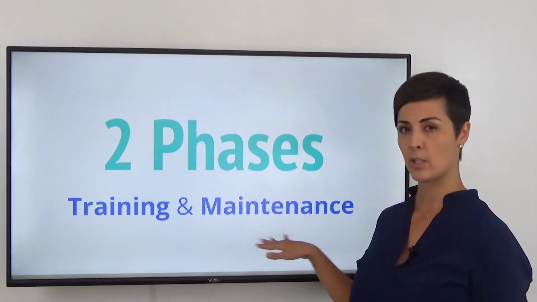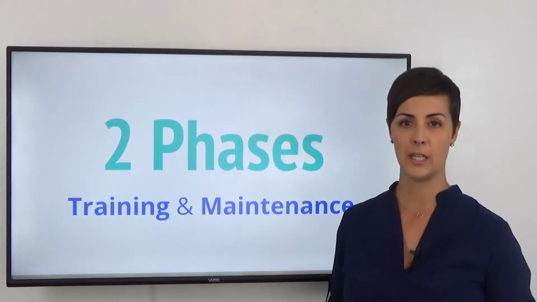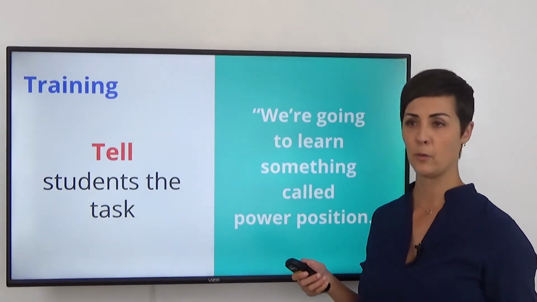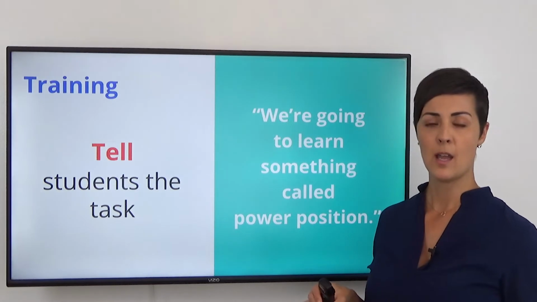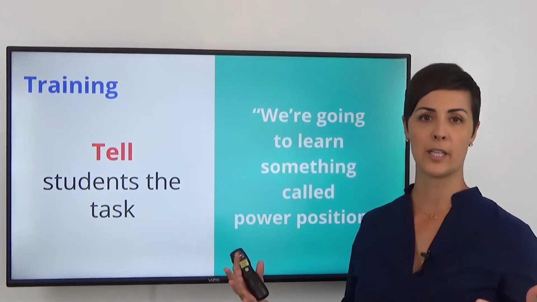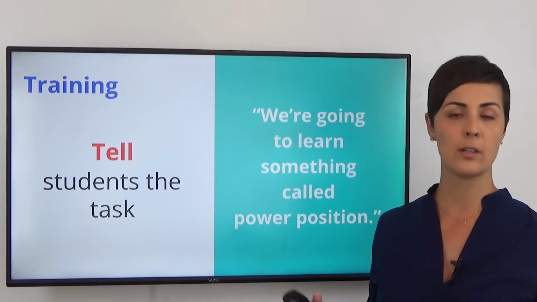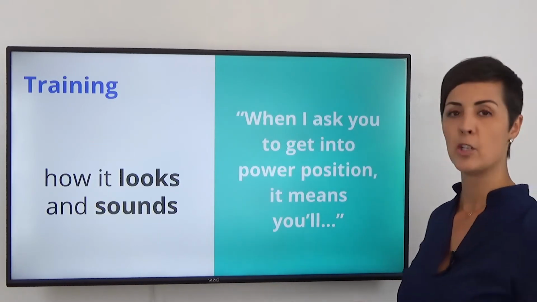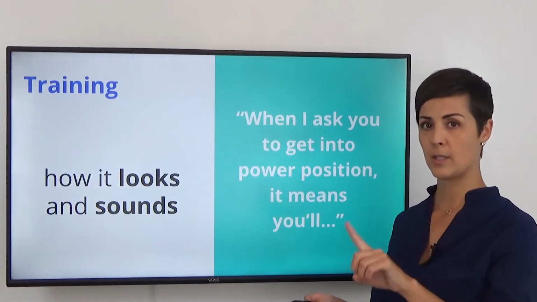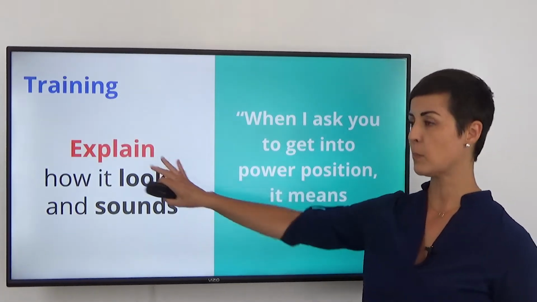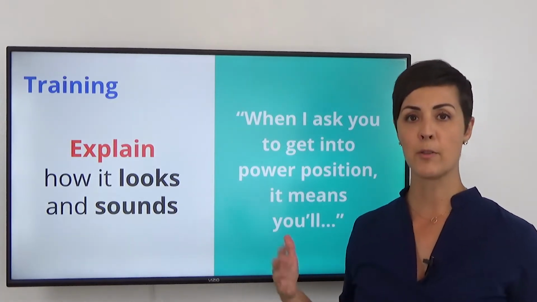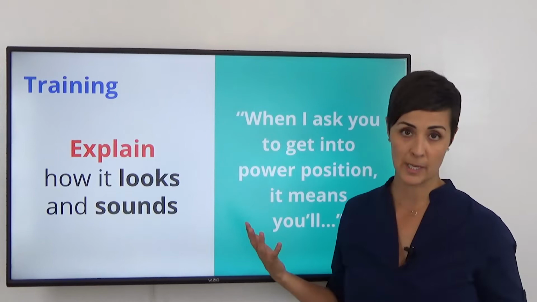We're going to have a whole session just on maintenance, but let's talk about training for transitions. In the training phase, remember we've talked about you first have to tell students the task. And we talked last time about if you're training kids how to sit during instruction, you might say something like, we're going to learn something called power position. Do you remember what the E stood for in the TEMPO acronym? We tell students the task, the E was that we're going to explain how the behavior looks and sounds. What do you do with your body? What do you do with your mouth during this transition or during this expectation?